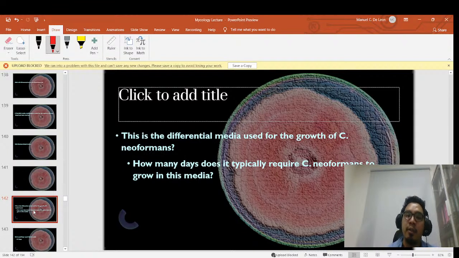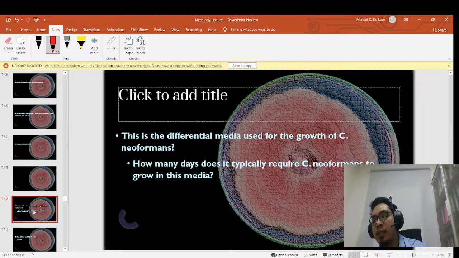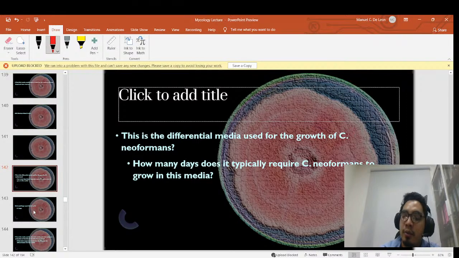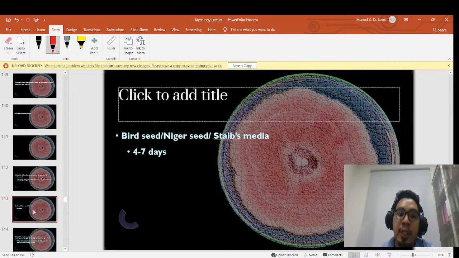Now, differential media. We'll talk about differential media quickly. A differential media is basically one that is used for a specific microorganism, or in this case, a specific fungus. The differential media for Cryptococcus neoformans is your bird seed media, or the Niger seed agar, or another name for this one is Staib's media. Cryptococcus actually grows extremely fast, about 4 to 7 days, whilst a normal fungal culture will take at least about 4 weeks before one is reported as negative for fungal growth.